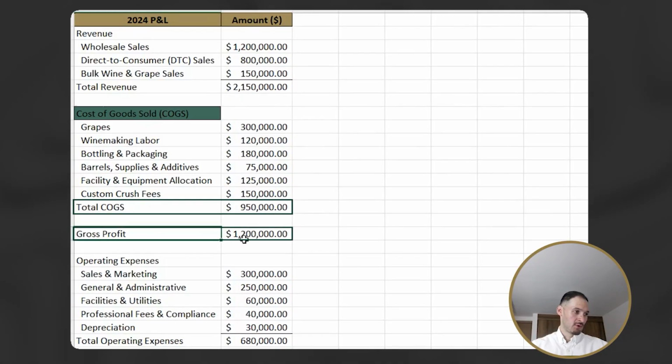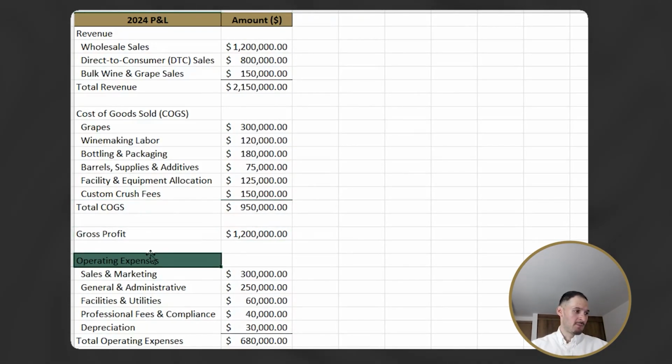And below that, gross profit. So this is revenue minus COGS. In this example, it would be 1.2 million and it would give you a gross margin of 56%. This tells you how much you're earning after production costs, but before operating expenses. Industry norms for DTC are around 60 to 70% gross profit. Wholesale is 25 to 40%, and bulk sales are around 10 to 20%. If your overall gross margin is under 40%, then that's a red flag. But in this example, it's 52%, so it's a pretty healthy gross profit margin.